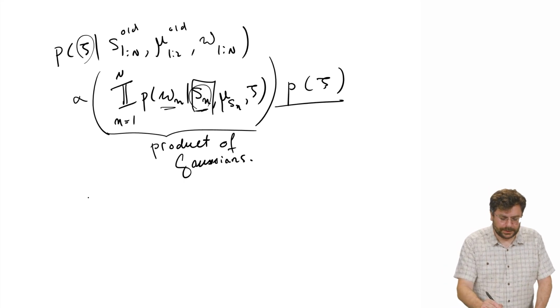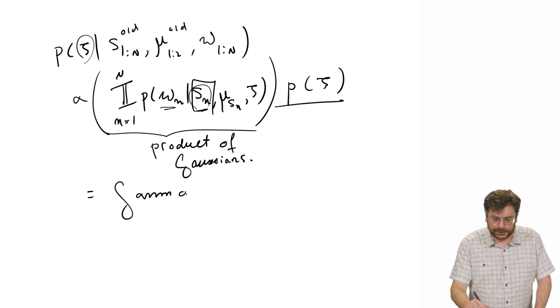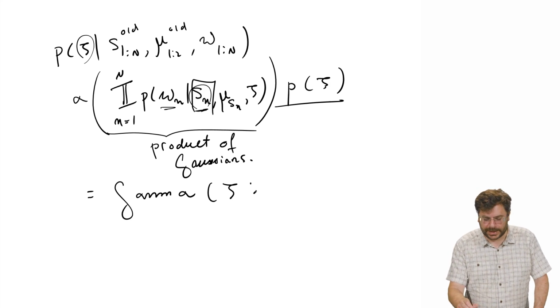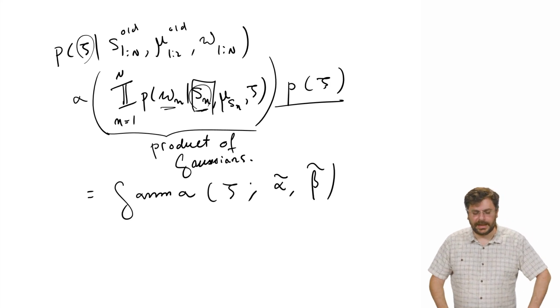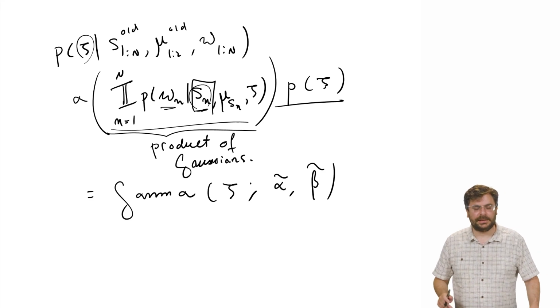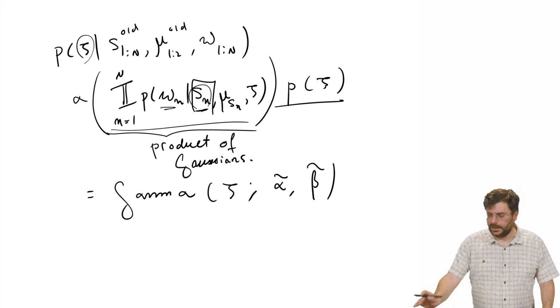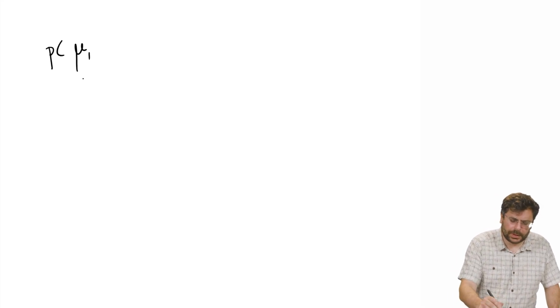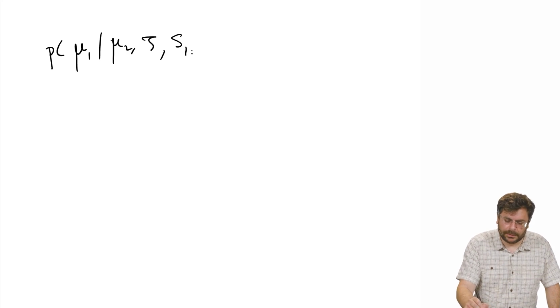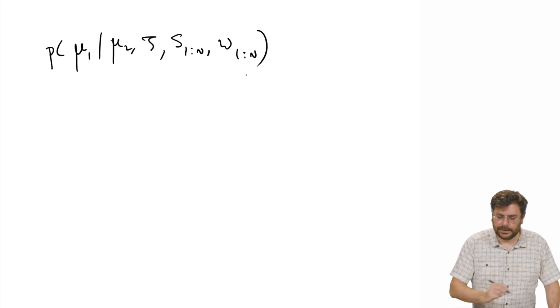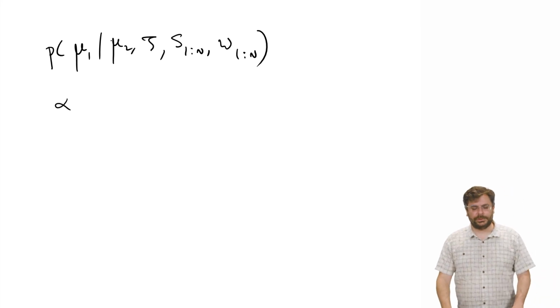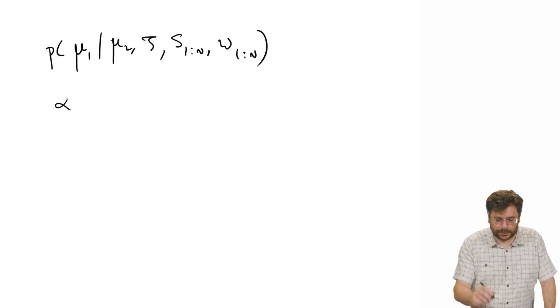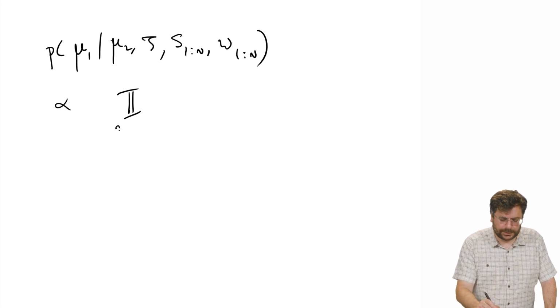P of tau is a gamma, so of course, just as my example before, I expect this to be a gamma with some renormalized parameters, alpha and beta, which I can easily calculate in the same way that I have previously. So that was P of tau. What about P of mu1 given mu2, tau, S1 to n and Wn? What is that proportional to? Same thing, but we can be a little bit more precise here. We're going to have the data. Let's go ahead and write it down.